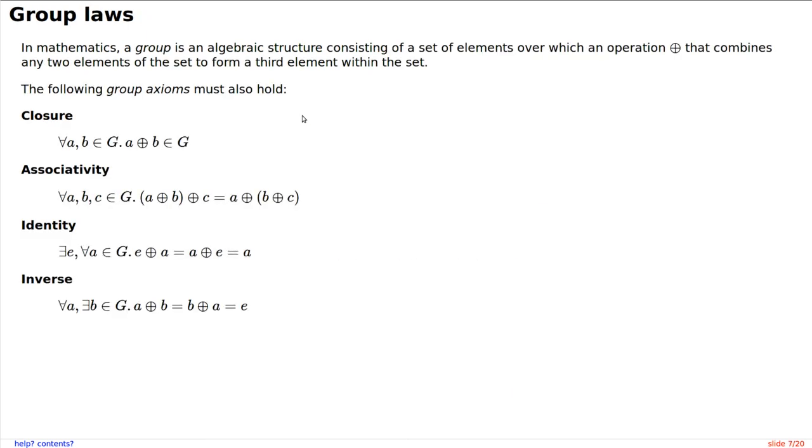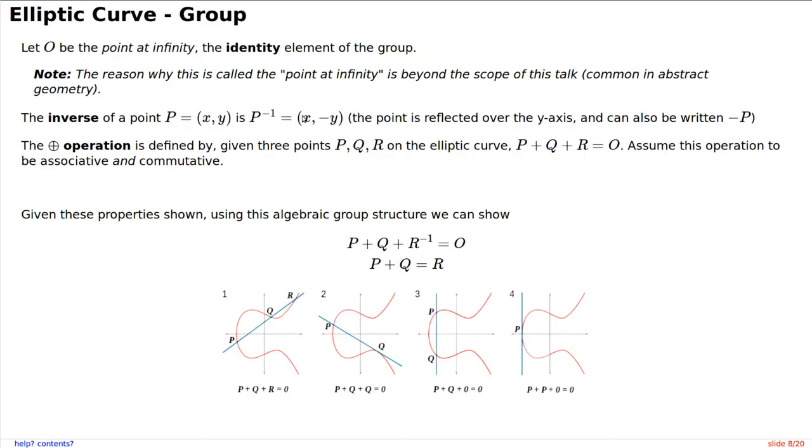A quick overview of what a group is. A group is just an algebraic structure that consists of a set of elements over which there's some operation that combines any two elements to form a third element within the same set. It has to adhere to certain axioms: the closure property, associativity, identity, and inverse axioms. These need to be verified that they hold, but I'm not going to get into exactly what those are. The reason groups are important is that we can define a group over elliptic curves.